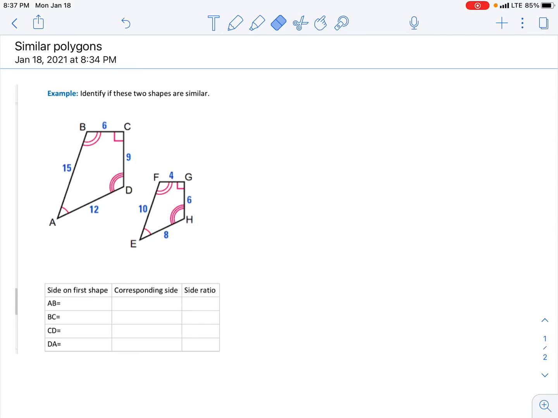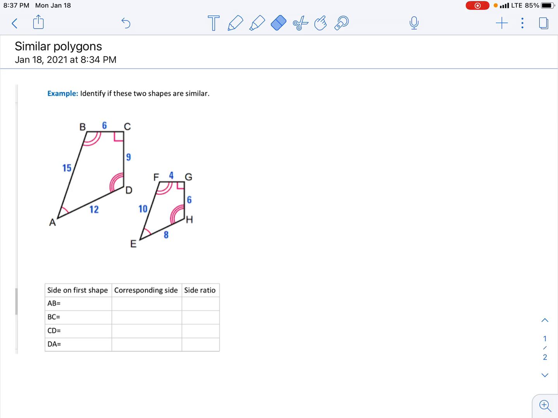Hello everyone. In this video we're going to talk about similar polygons. We're going to look at some examples here where we want to determine whether or not two shapes are similar. So in this example I have my polygon ABCD and EFGH, and I want to identify whether or not these two shapes here are similar.